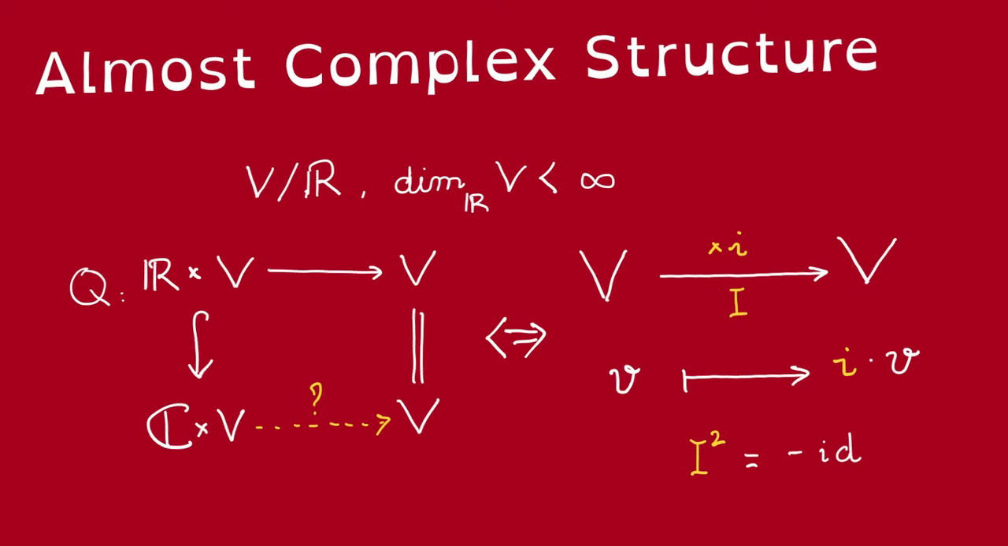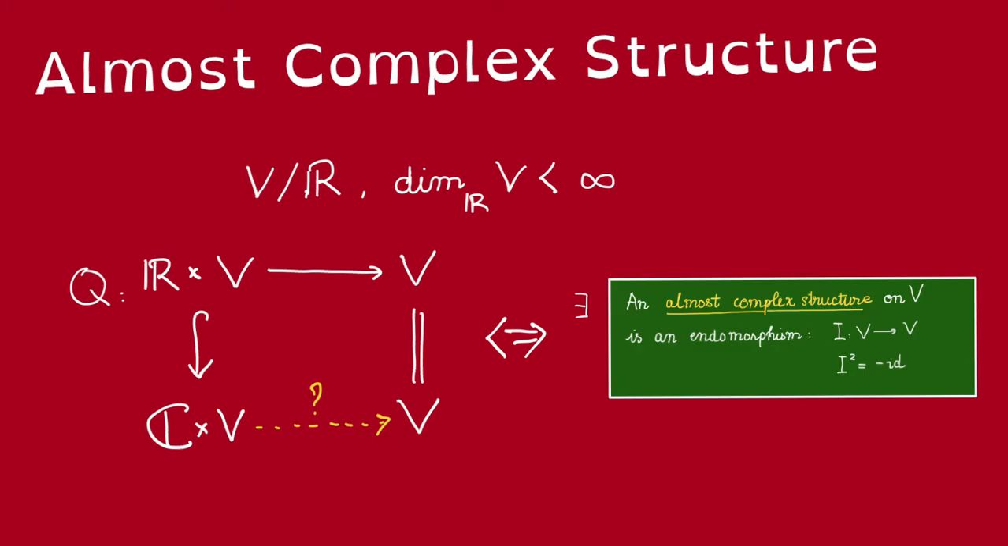Now, it's kind of a mouthful to say an endomorphism I whose square is equal to minus the identity. So we'll give that a name. We'll call any such endomorphism an almost complex structure on V. And then from our previous discussion, we saw that if V is a complex vector space, then it has an almost complex structure, and vice versa. An almost complex structure on V induces a complex vector space structure on V.